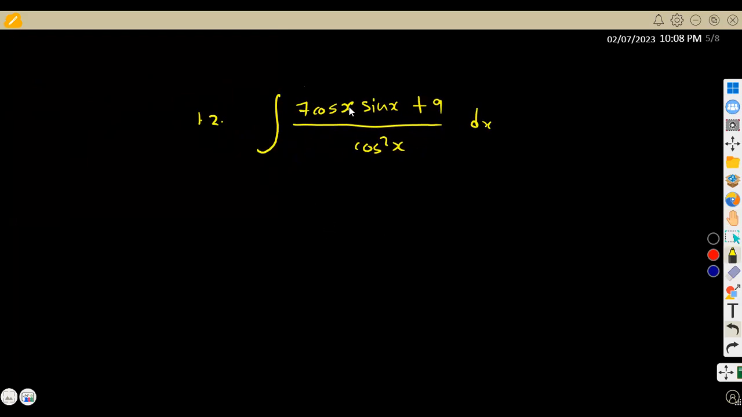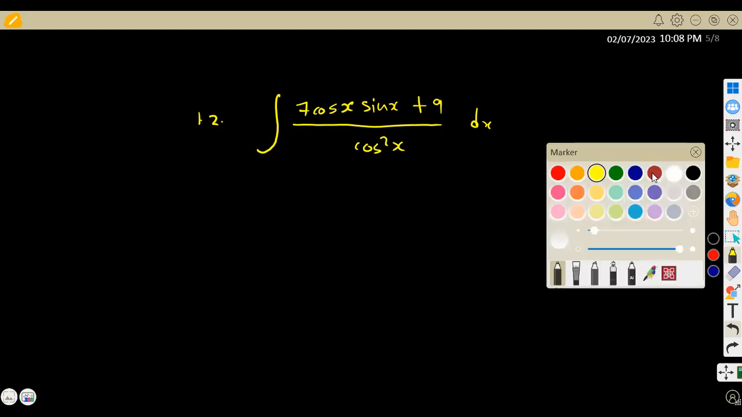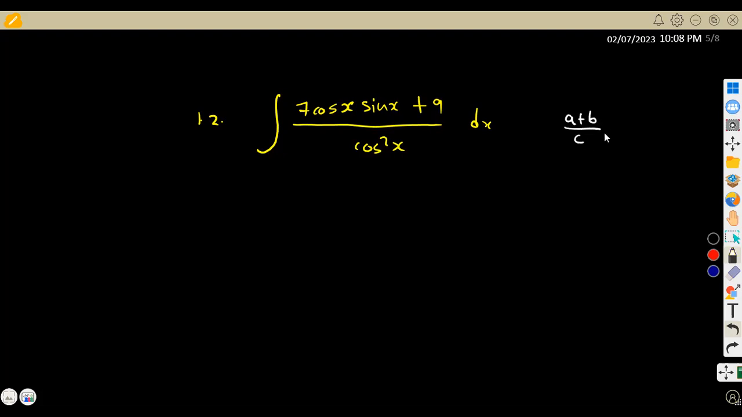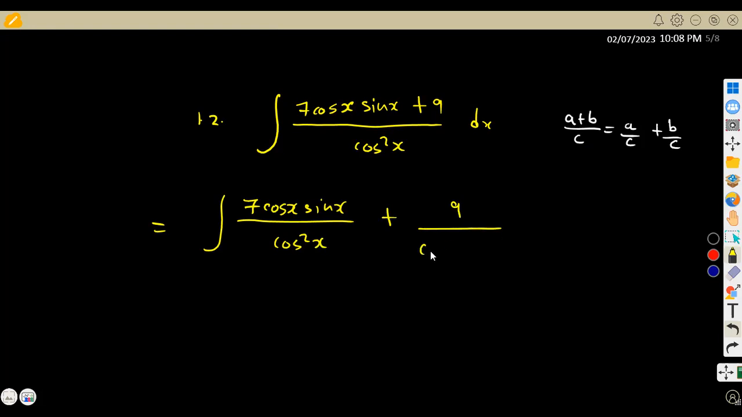All right, these are two terms. 7 cos x sine x is a single term. 9 is a single term. So we've got two terms in the numerator. Applying the concept that I already talked about, a plus b over c is the same as a over c plus b over c. You can separate these as long as it is under the same denominator. So from this integral, we have the integral of 7 cos x sine x over cos squared x, plus 9 over cos squared x.